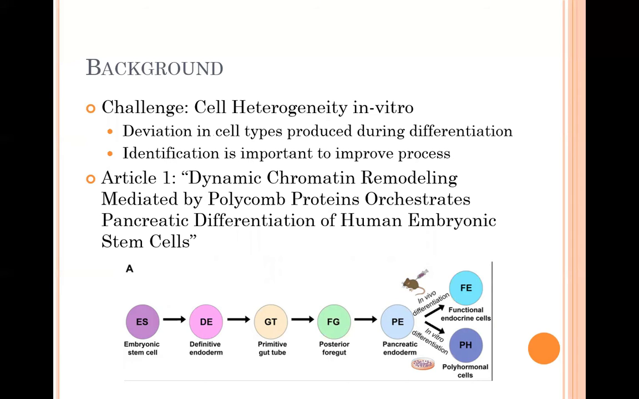This can be related to our first article presentation, "The dynamic chromatin remodeling mediated by polycomb proteins orchestrates pancreatic differentiation of human embryonic stem cells", which also briefly touches on cell heterogeneity, but in relation to polyhormonal cells. This is when a single cell has multiple cell markers. However, both of these papers focus on the identification of cells that develop throughout differentiation in order to improve the overall process. One is different cell types within the overall population, and the other is polyhormonal cells.